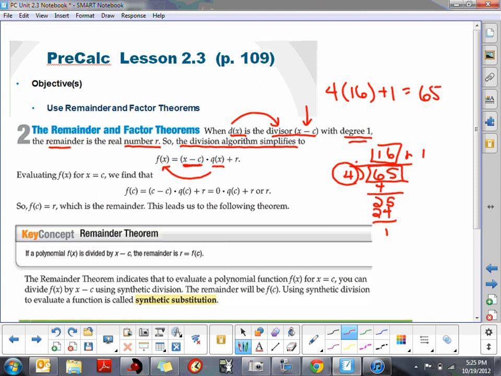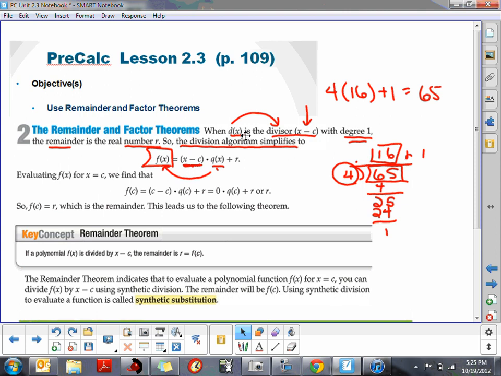It's the same thing in real numbers as you have in these functions. Take your divisor, multiply it times your quotient, add your remainder, and you should always get your original function you were dividing into.